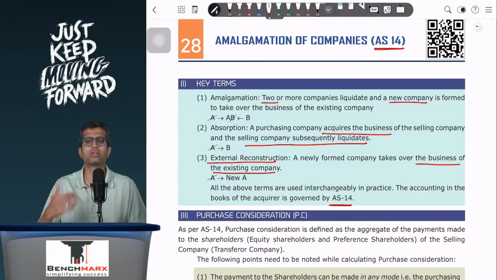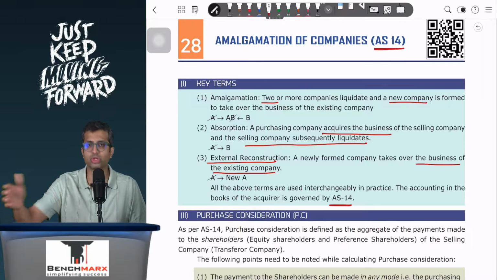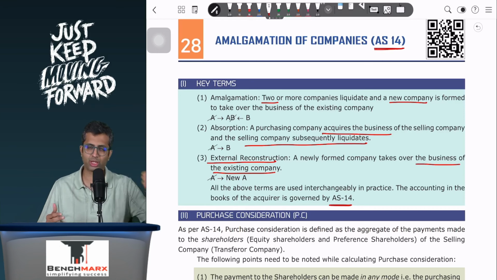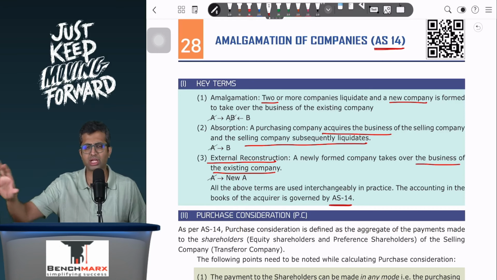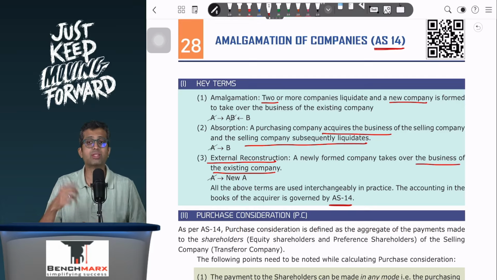Now, when you look at purchase consideration, this is payment made to the shareholders. Who are the shareholders? Well, equity shareholders as well as preference shareholders. Now, sometimes it might happen that the selling company might also have debentures. Now, in lieu of the existing debentures of Vistara, you might issue your own debentures as well. However, is that payment made to the owners? No, that is a payment made for liability. You can pay off the debentures in cash, or you can even issue your own debentures in lieu of the old debentures.